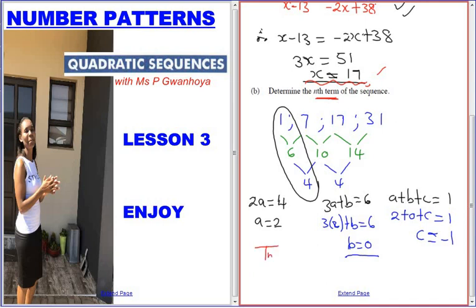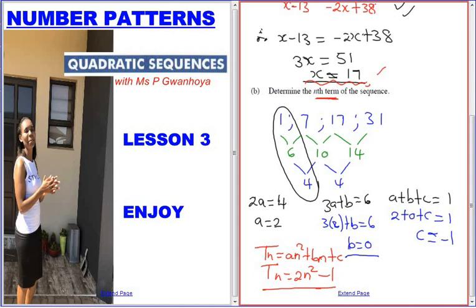So from what we know, our general term for quadratic number patterns should look like this, right? And therefore our Tn in this situation is going to be 2n squared plus 0n minus 1. So this right here will be the general term in this particular question.